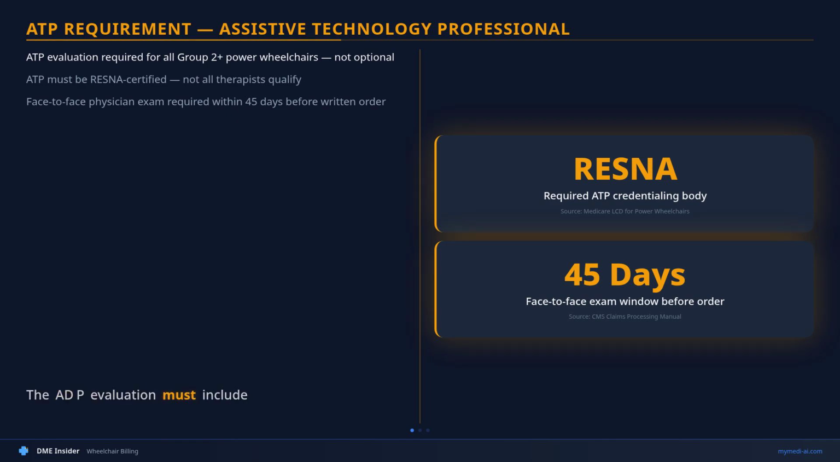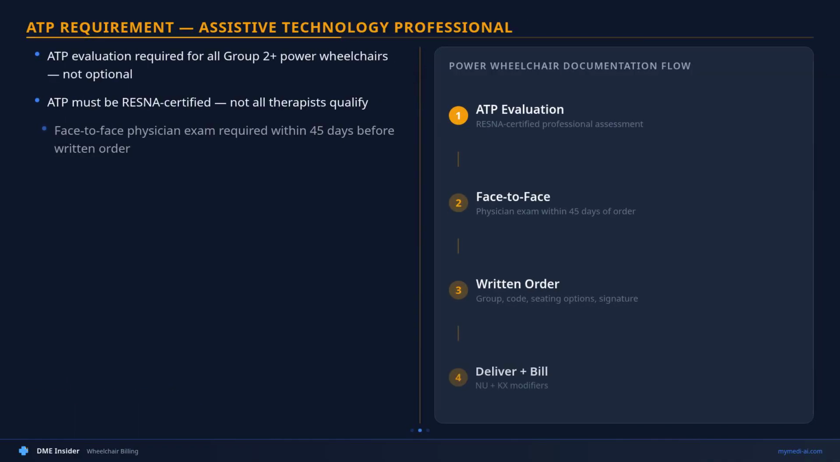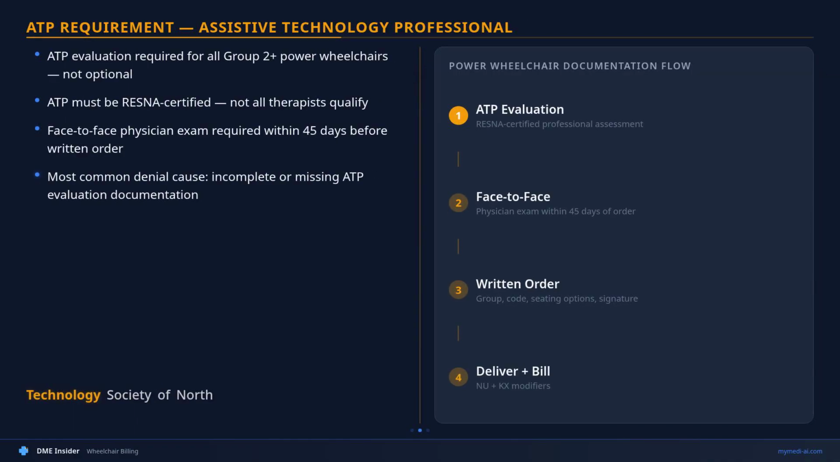The ADP evaluation must include a comprehensive assessment of the patient's mobility needs, a recommendation for the specific type of power wheelchair, justification for why a lesser device won't meet the patient's needs, and specifications for seating and positioning components. The ADP must be credentialed through RESNA, the Rehabilitation Engineering and Assistive Technology Society of North America. Not all therapists are ADPs. The supplier must verify the ADP's credentials before accepting the evaluation.